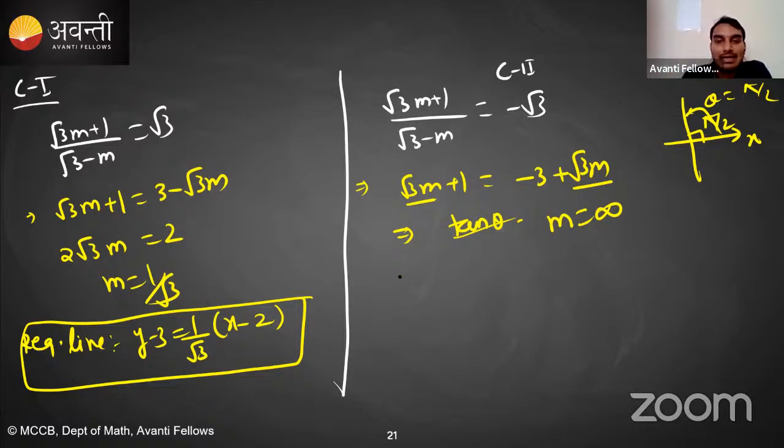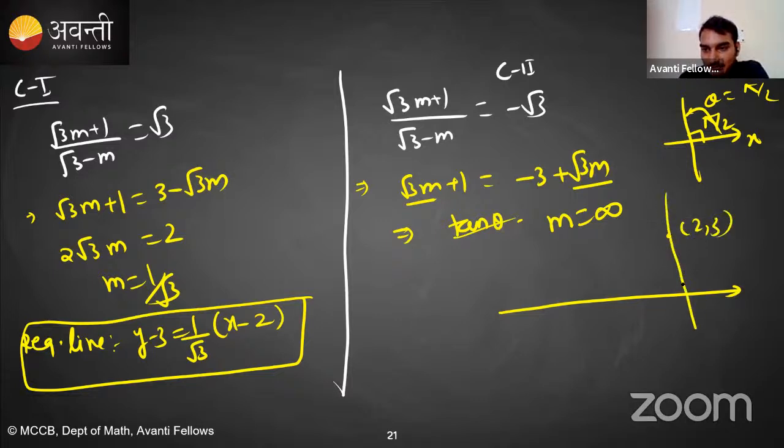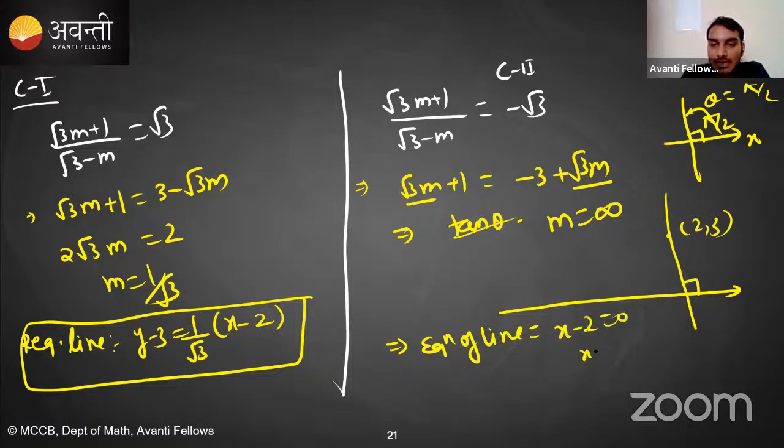So now how will you write the equation? The line is passing through (2, 3), simple thing, and the line is perpendicular to the x-axis. So it means the line is perpendicular to the x-axis and passing through (2, 3). In the complete line, your x coordinate is not changing, only the y coordinate is changing. So that's why you can say the equation of the line is x minus 2 is equal to 0.